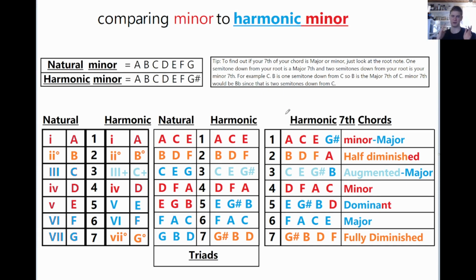So you can think of this in two different ways. You can think of your root note and you can think one note back because that's always your 7th. So here we have an A. We're going to think one note back. Of course, it's a G. And here we have a G sharp.